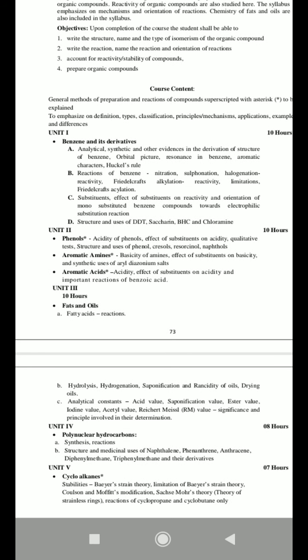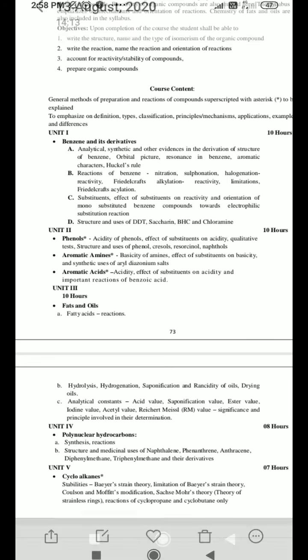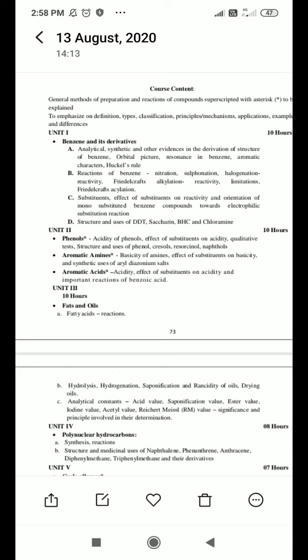The third part, C, is analytical constants, which means we have to analyze the oils and find out the acid value, saponification value, ester value, iodine value, acetyl value, Reichert-Meissl (RM) value, and the significance and principles involved in their determination. I think acid value, saponification value, ester value and iodine value you should perform at the time of practical also, and in theory you have to study the principle of those particular values. Analytical constants means we have to analyze those different values.